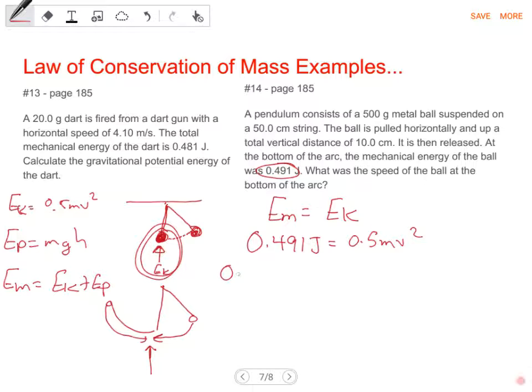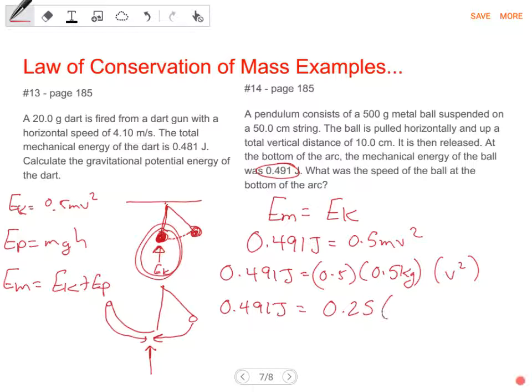And put in now what you can do. Your mass was 0.5 kilograms. You have to change that. And here's your velocity squared. My point is, we can go through the calculation, 0.491 joules. I'll multiply that side. So that's going to give us now, oh, my calculator turned off, 0.5, should be 0.25. We'll multiply both sides by 0.25.